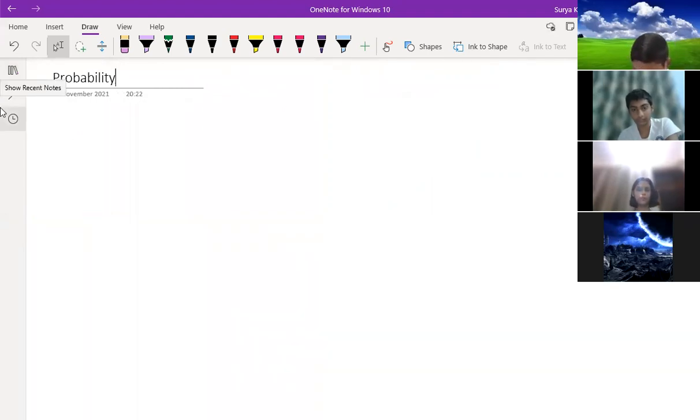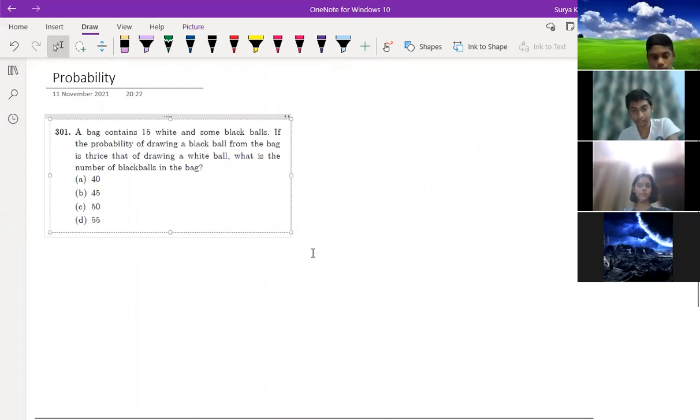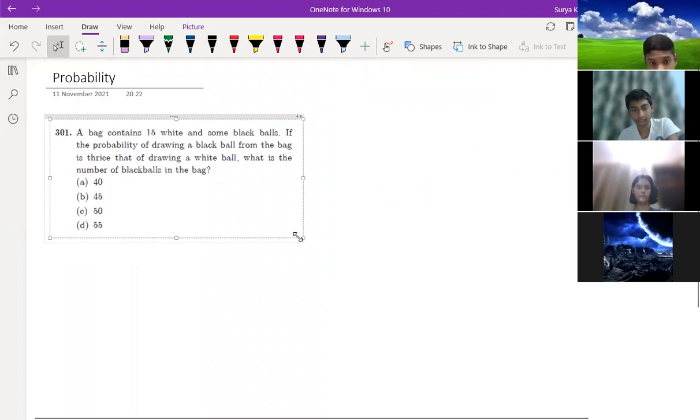So probability, first question. See what is the answer for this. Write in the chat box, all of you. A bag contains 15 white and some black balls. The probability of drawing the black ball from the bag is thrice that of drawing the white ball. What is the number of black balls in the bag? Different kind of probability. 45.